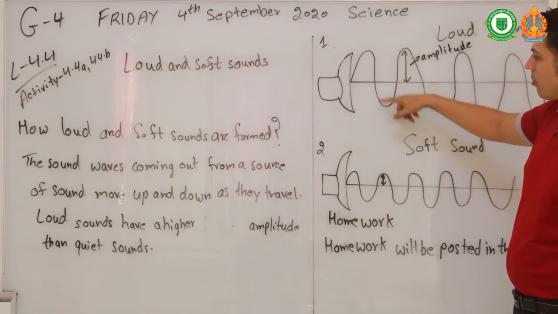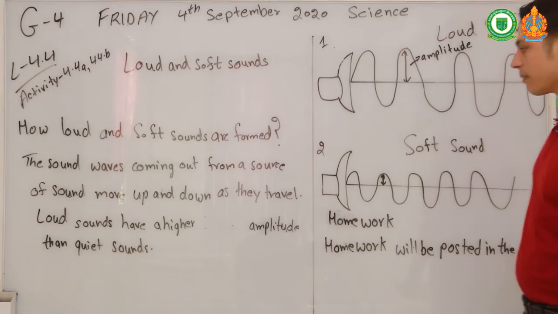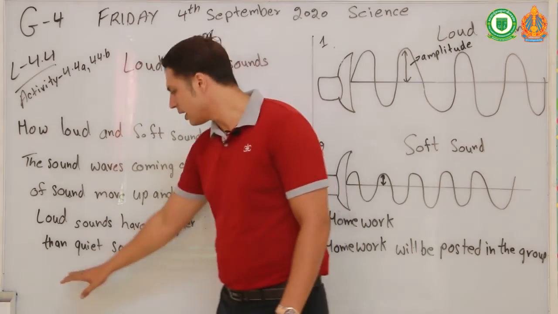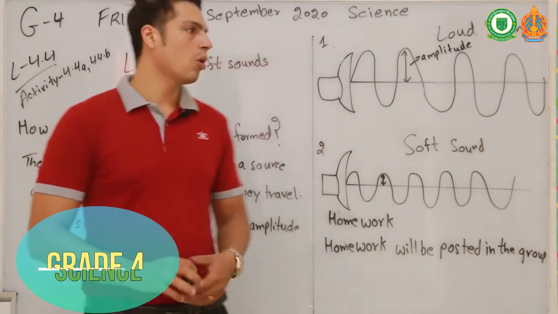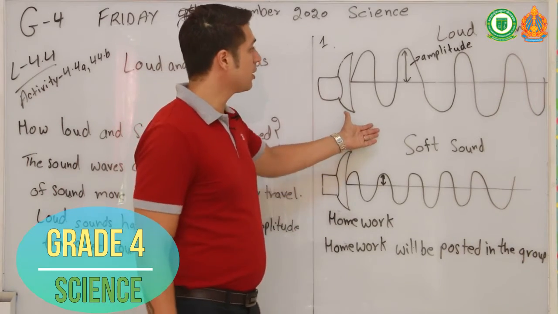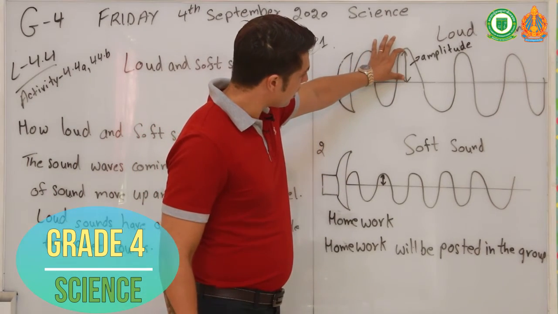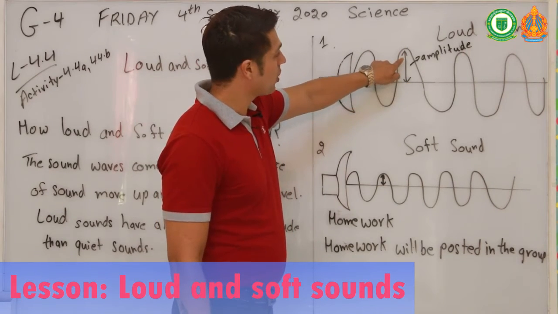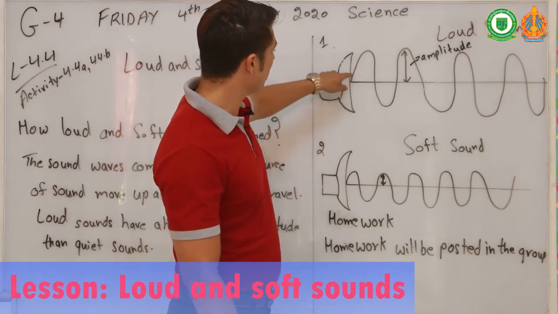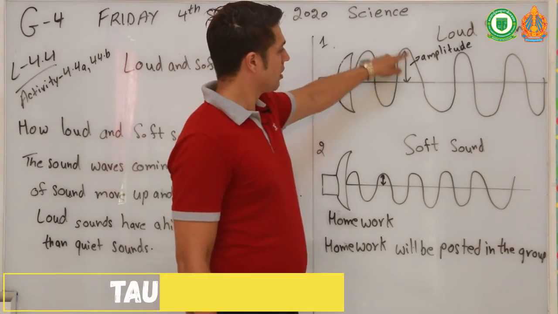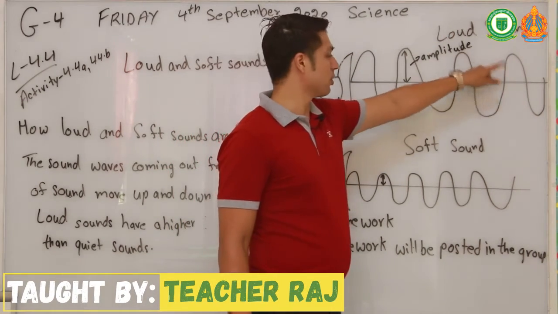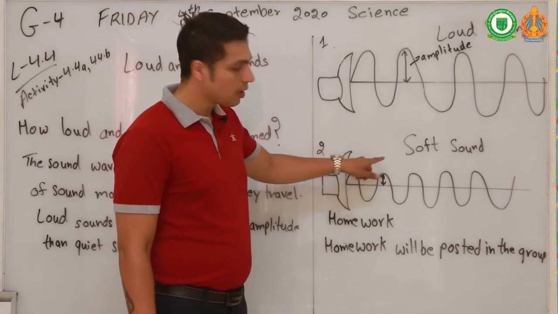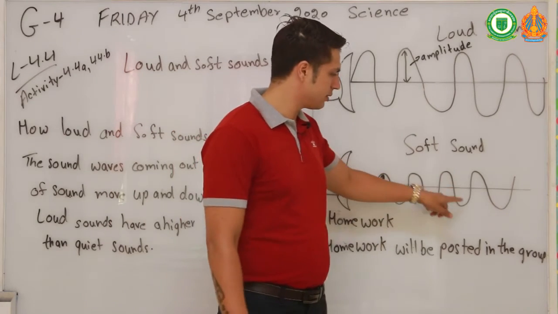So you can see up, down. Loud sounds have a higher amplitude than quiet sounds. So for loud sound, this distance from peak to trough, we call it amplitude. As you can see, loud sound has a big amplitude. But soft sound has a low amplitude, as you can see here.